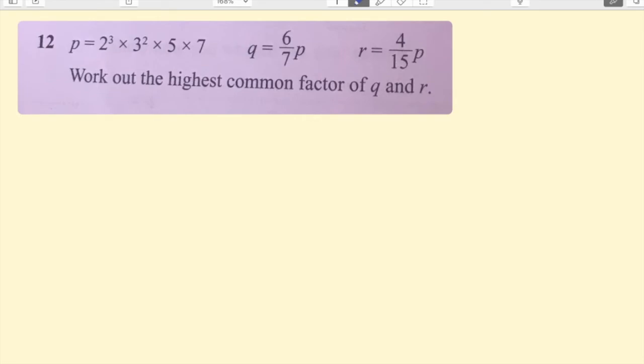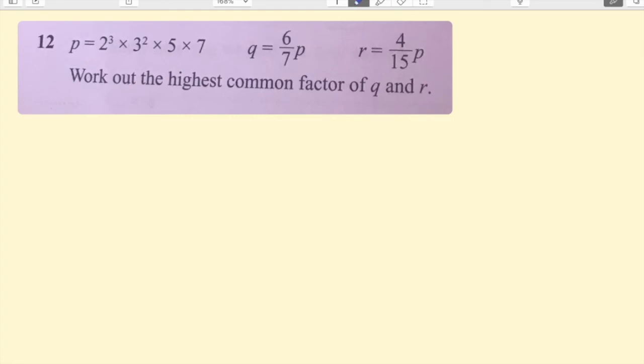P equals 2 cubed times 3 squared times 5 times 7. Q equals 6 over 7 P. R equals 4 over 15 P. Work out the highest common factor of Q and R. What we need to do is to substitute P into these equations, simplify, and then find the common factor.